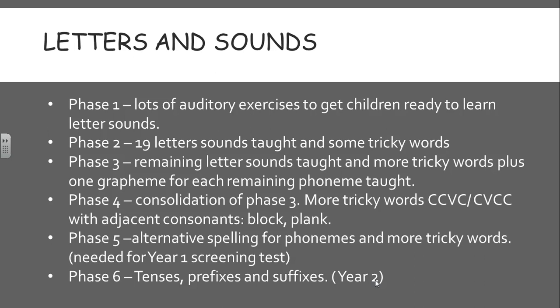At Glory Farm, we use the Letters and Sounds scheme of work. This progresses from phase one through to phase six. In year one, we tend to focus on phases three, four, and five. It is expected that by the end of year two, children will have completed all six phases.